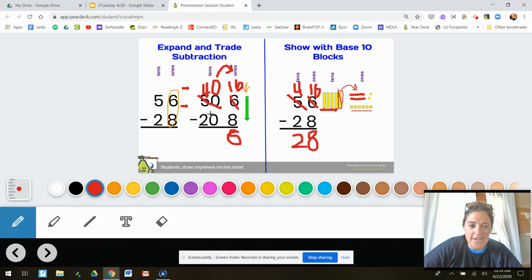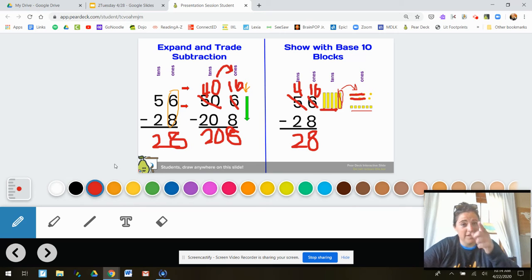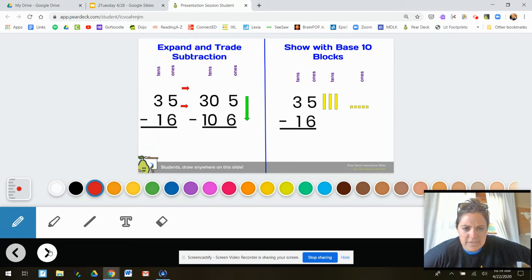Whoops, that's a tricky 8. There we go. 40 minus 20 is 20. 20 plus 8 is 28. When I made that problem, I did not know it was going to be a double, okay? All right, let's look at this one again. Let's see what we have.